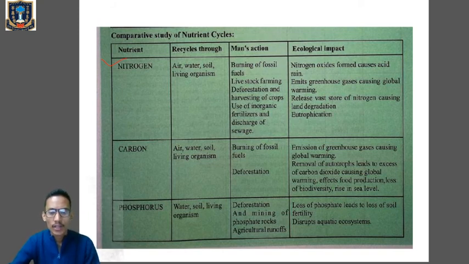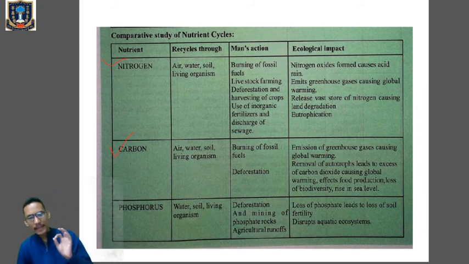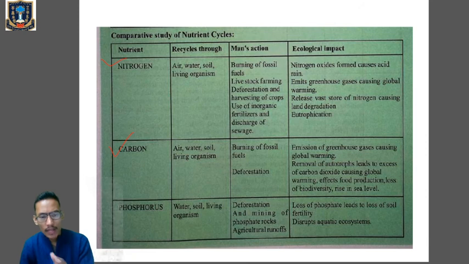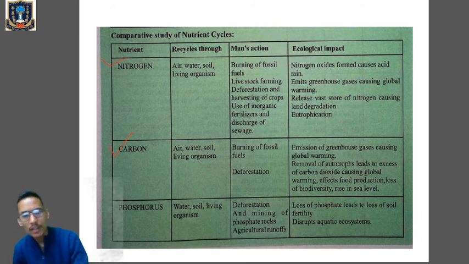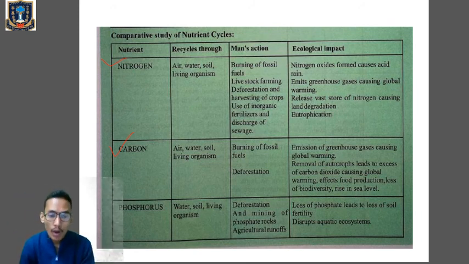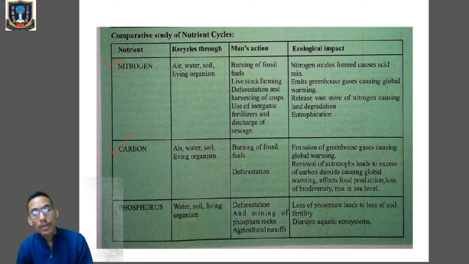Number two nutrient is carbon. It recycles through air, water, soil, and living organisms. Man's action, burning of fossil fuel and deforestation, will release the carbon into the environment or into the ecosystems. Ecological impact, emission of greenhouse gases, which will lead to global warming. Okay, removal of autotrophs leads to excess of carbon dioxide, causing global warming.